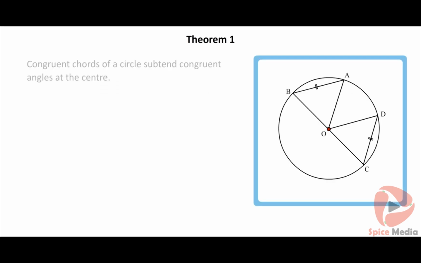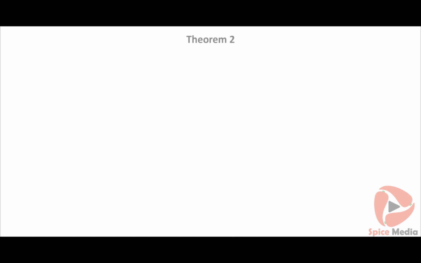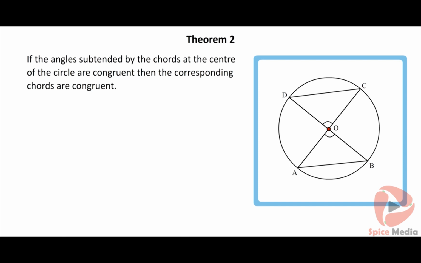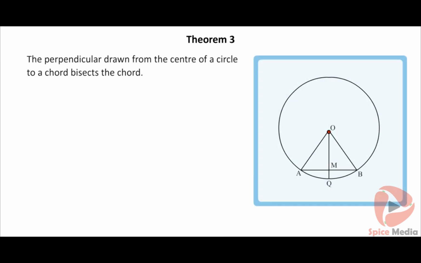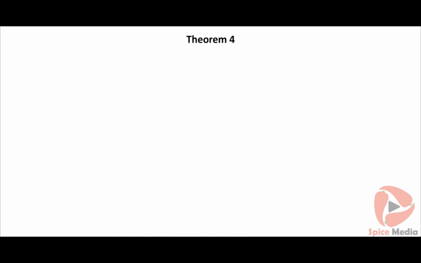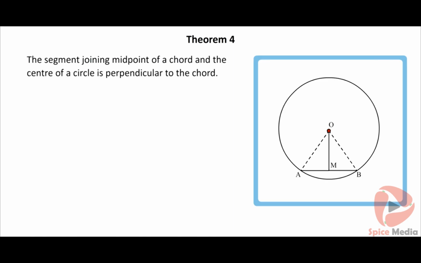Let us discuss another theorem. Congruent chords of a circle subtend congruent angles at the center. Click on the proof button to view the proof. Let us see the converse of the previous theorem. If the angles subtended by the chords at the center of the circle are congruent, then the corresponding chords are congruent.